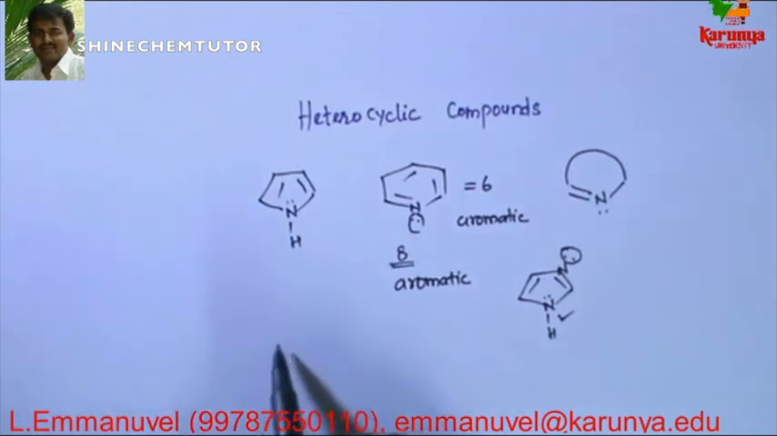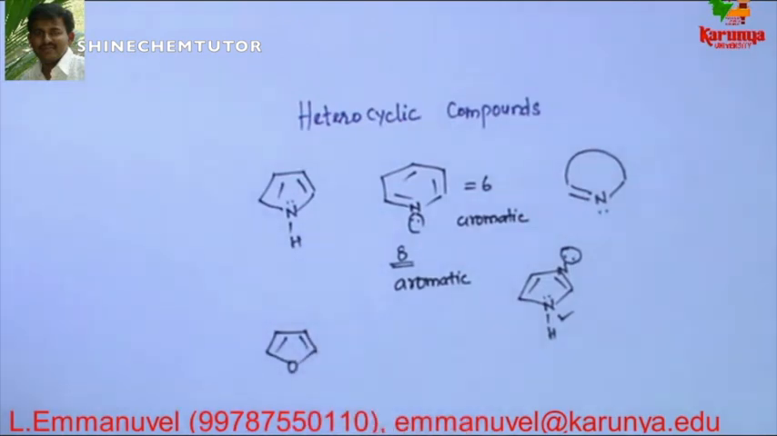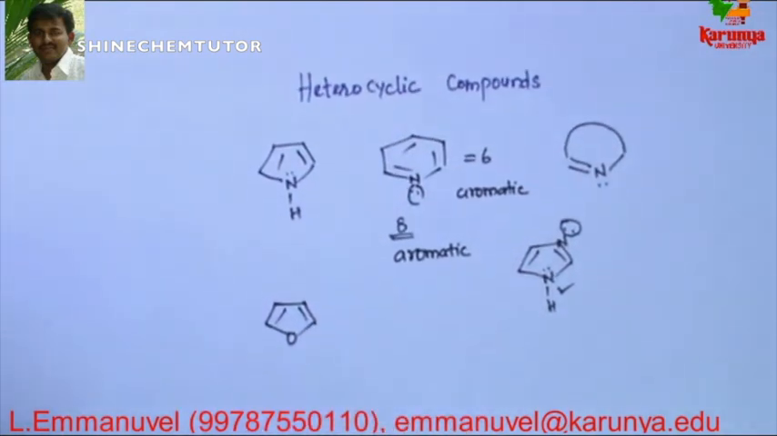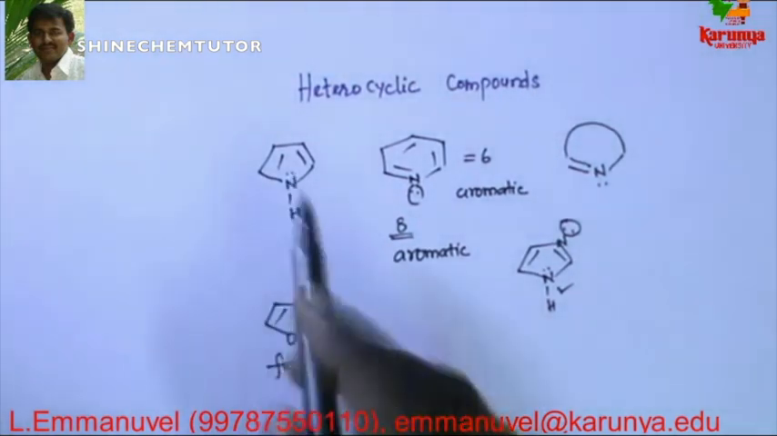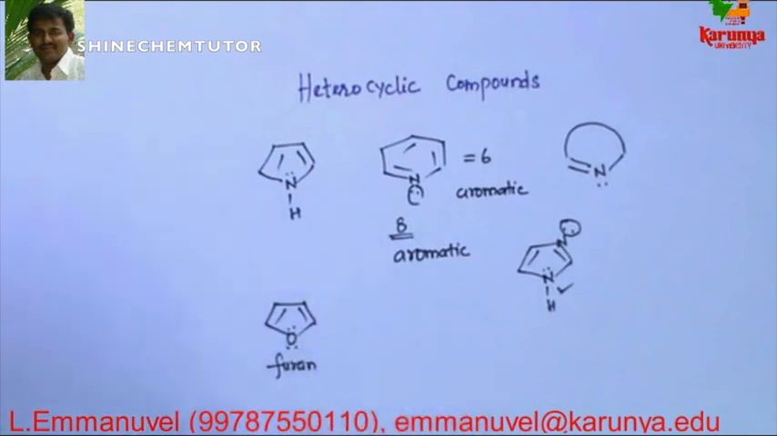Not only nitrogen, you can take oxygen also, furan. Similar to nitrogen, this also can give a lone pair of electrons. There are 2 lone pairs of electrons, but only one will be involved in delocalization. So it will be 6 and it will be aromatic.